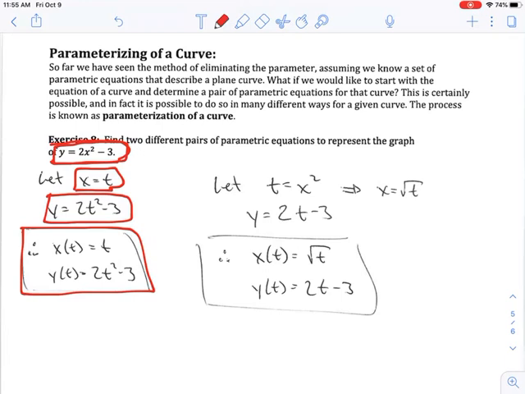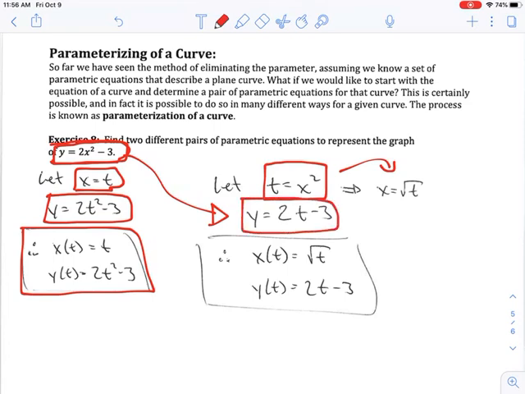I could have said, well, let's let x squared be equal to t, or t equals x squared, whichever way you want to look at it. And then solve that for x. So we have x is equal to the square root of t. And then going back to x squared is equal to t, so I've let t equal x squared, going back to this equation, I took out the x squared and I put in t. So I have my other equation right here.